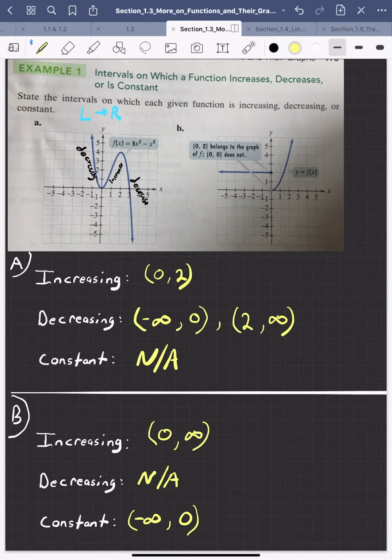Okay, so I hope that makes sense. I know it's a relatively easy concept. Where is it going up or down? But it is something that you need to be aware of. You're only listing the intervals, the x value intervals.